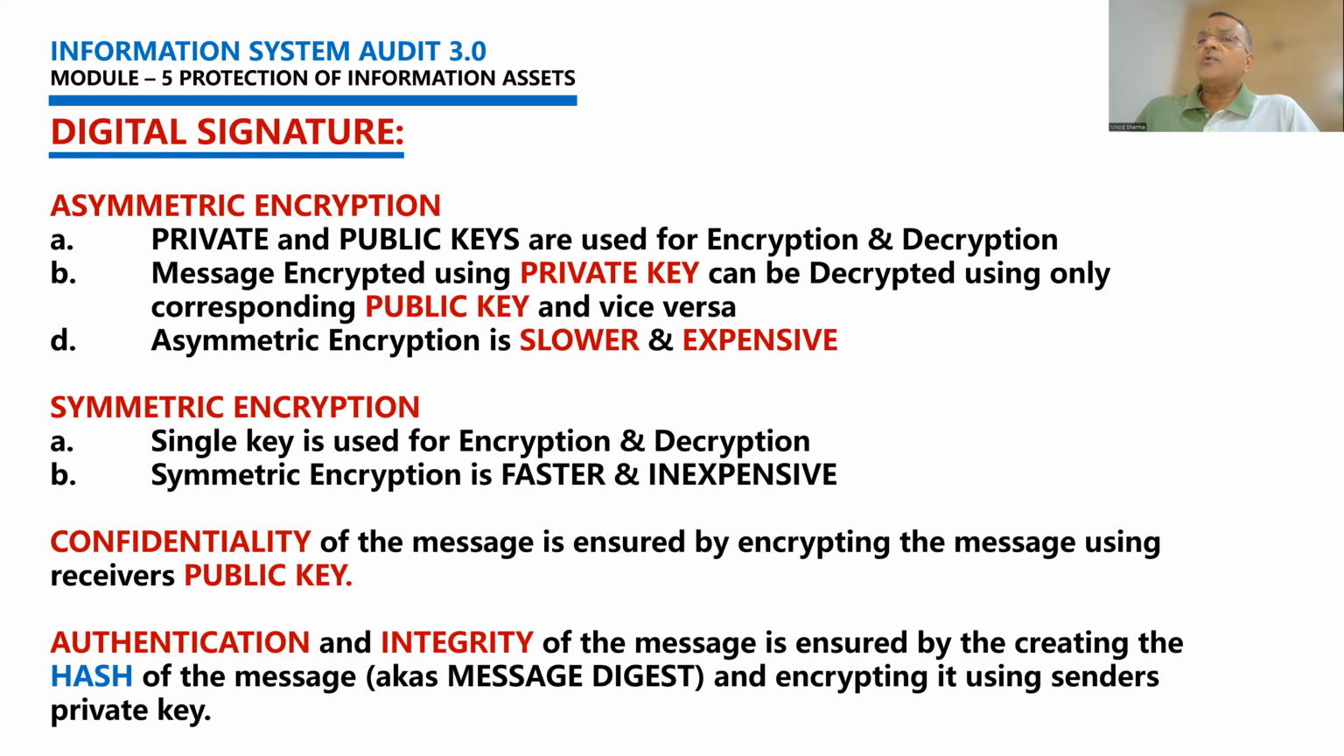But in case you want to ensure that nobody reads the message during transit, then you should also encrypt the message using the receiver's public key. That is, the public key of the person who is going to receive it should be used for encrypting the message itself. In digital signature, as of now, we are encrypting the hash or the message digest. But if you want to have confidentiality added to it, then it is essential to encrypt the message using the receiver's public key. Authentication and integrity of the message is ensured by creating the hash of the message, also known as the message digest. I have spoken about it.